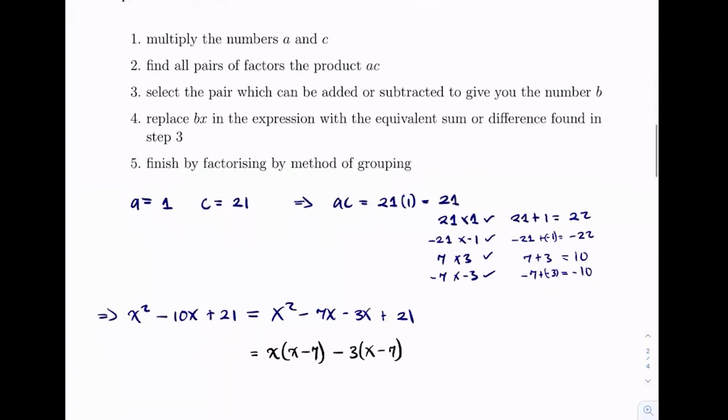If I look at this expression, I realize that it now has x minus 7 in common. So I can factor out x minus 7, and this gives me x minus 3. Finally, we can say that the expression has been factorized and the answer is x minus 7 times x minus 3. I know that example is pretty basic.